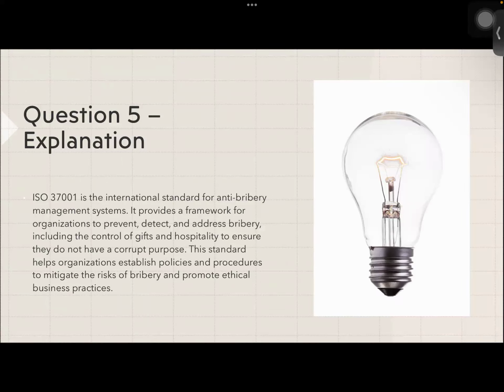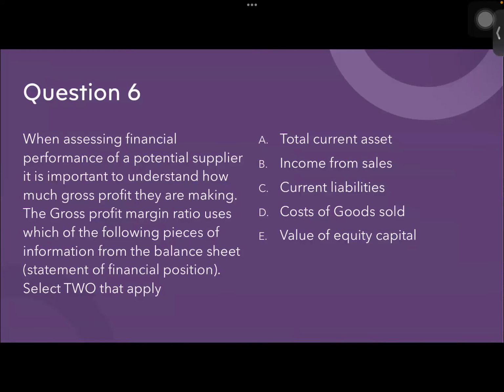Now, let's go to question number 6. You need to select two options for this question. For this one, it is about financial ratios. And this question addresses specifically the gross profit margin ratio.